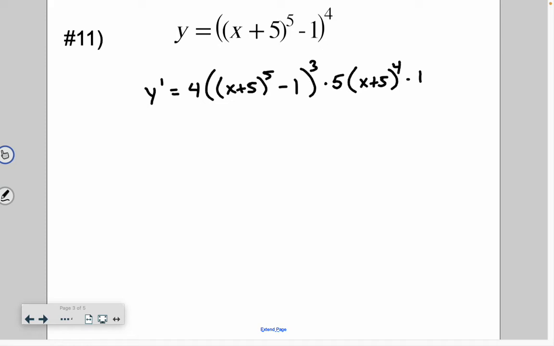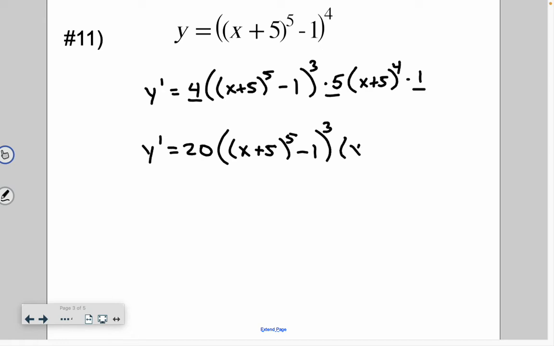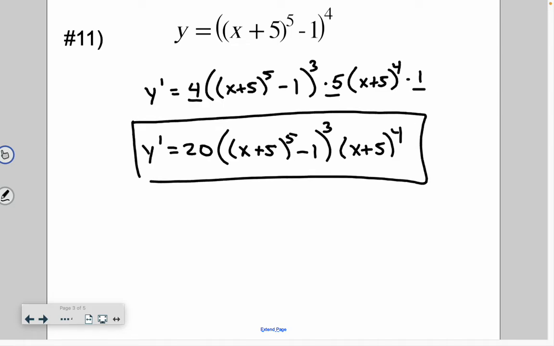I say this is actually the easiest one because if you look, really the only thing you're going to deal with is the 4, the 5, and the 1. Just move it to the front, call it 20, and you're done. y prime equals 20. There's nothing else that we need to worry about on this one. Okay. So this one turned out to be a chain rule. Not a ton of work to do on this one because we didn't have a product rule or a quotient rule that we had to work our way through.